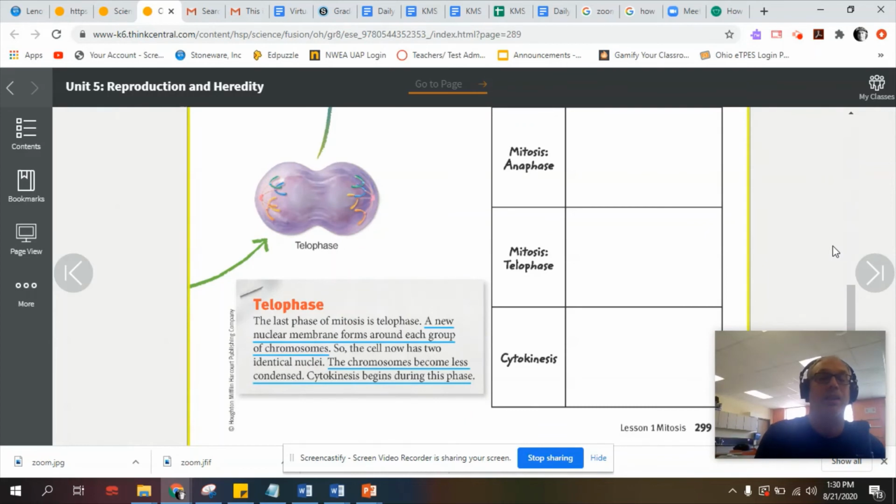Telophase. The last phase of mitosis is telophase. A new nuclear membrane forms around each group of chromosomes. So, the cell now has two identical nuclei. The chromosomes become less condensed. Cytokinesis begins during this phase. So in telophase is when you start to see cytokinesis start to operate and the cells start to pinch inward and separate into two new ones.